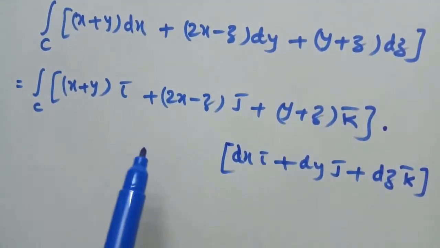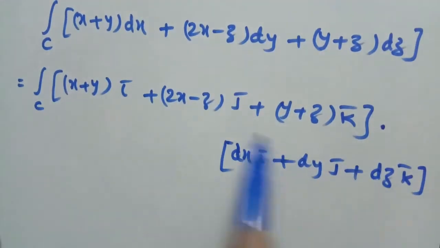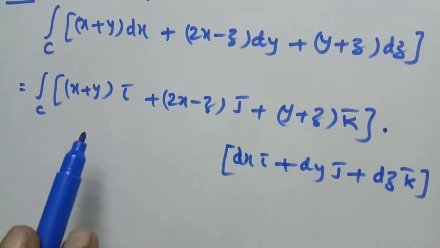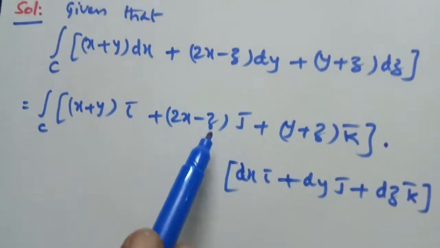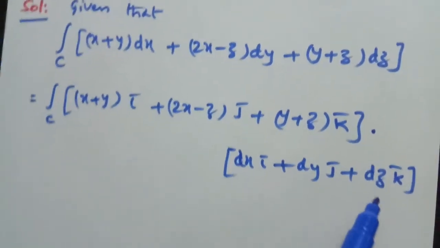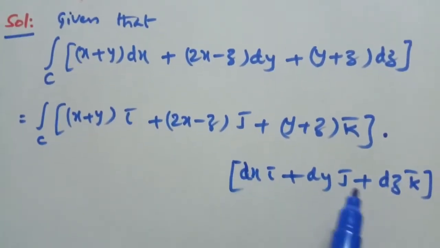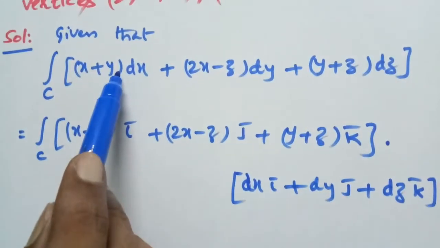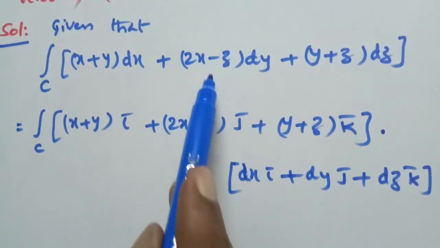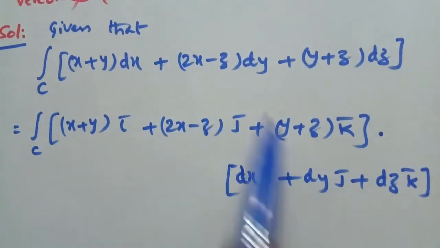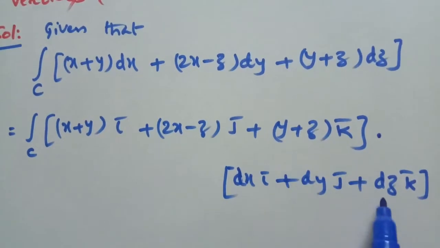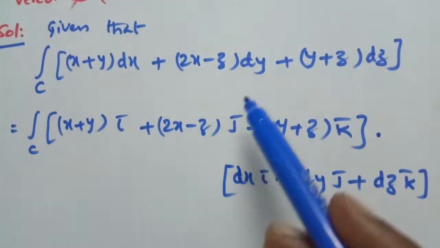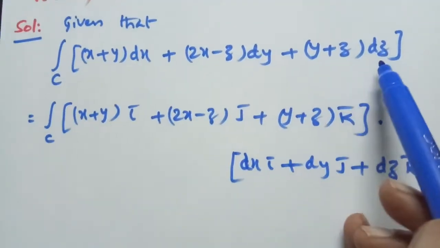Therefore, in the dot product, i bar dot i bar is 1, j bar dot j bar is 1, k bar dot k bar is 1, and the other dot products, i bar dot j bar, i bar dot k bar, j bar dot i bar, j bar dot k bar, are all 0. Therefore, we get (x plus y) dx since i bar dot i bar is 1, (2x minus z) dy since j bar dot j bar is 1, and (y plus z) dz since k bar dot k bar is 1. So we get the above step.